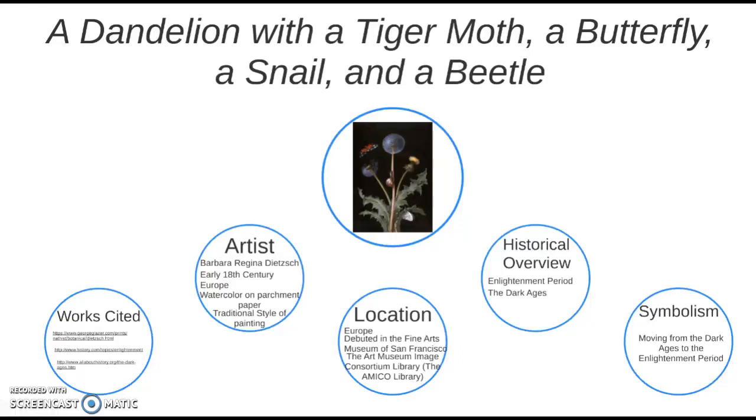Hello, my name is Layla Karadman, and the artwork I chose to analyze is a dandelion with a tiger moth, a butterfly, a snail, and a beetle by Regina Dietzch. This watercolor can also be known as a dandelion for short.